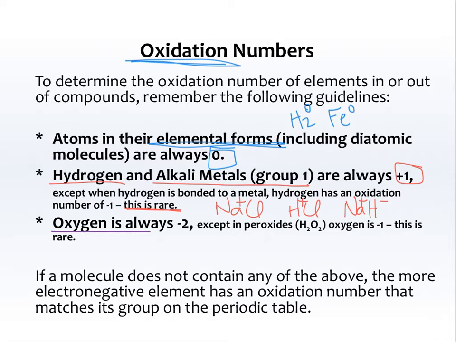And then finally, oxygen is always -2, except in peroxides, H2O2, where oxygen is -1, but again, this is rare. So if you have something like water, oxygen is -2. But in hydrogen peroxide, hydrogen is +1, oxygen is -1. If a molecule does not contain any of the above, or silver, zinc, aluminum, 1, 2, 3, or something else that's very common, the more electronegative element has an oxidation number that matches its group on the periodic table. Real fast, remember electronegativity. Here's my periodic table. It increases as you go to the top right. So the more electronegative element is close to fluorine or chlorine or oxygen.